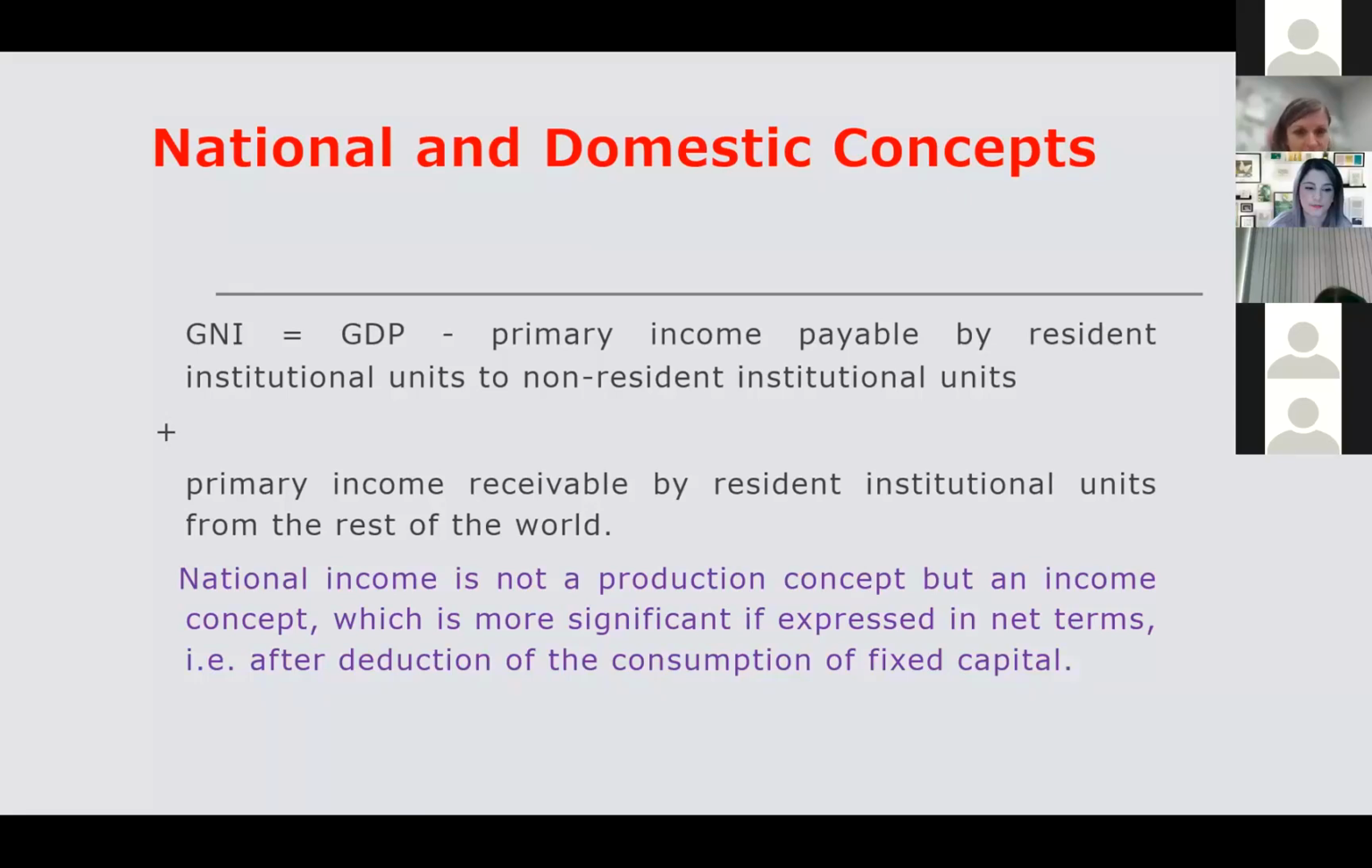Gross national income is not a production concept, but an income concept, which is more significant if expressed in net terms after the deduction of the consumption of fixed capital. Gross national income is equal to GDP minus primary income payable by resident institutional units to non-resident institutional units plus primary income receivable by resident institutional units from the rest of the world.